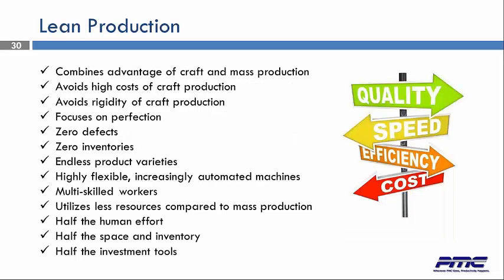So in summary, we can say that lean production combines the advantages of craft and mass production, avoids the high cost of craft production, and avoids the rigidity of mass production. It focuses on perfection, zero defects, zero inventories, and has endless product varieties, with highly flexible, increasingly automated machines. A lean production system has multi-skilled workers. They utilize fewer resources compared to mass production: half the human effort, half the space and inventory, and half the investment in tools.